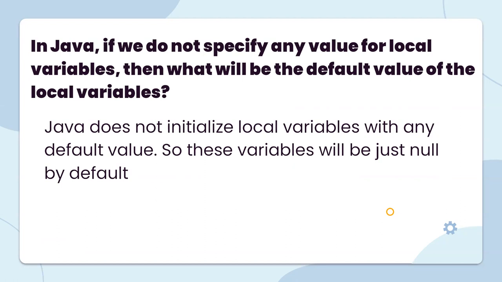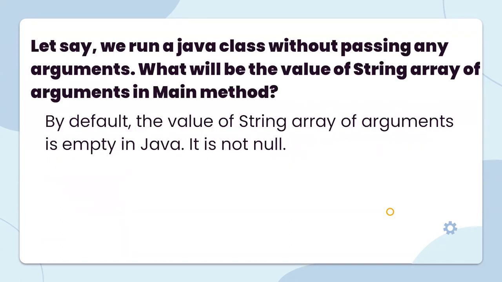In Java, if we do not specify any value for local variables, then what will be the default value of a local variable? The simple reason is that Java does not initialize local variables with any default value. So let's say we run a Java class without passing any argument. What will be the value of the string array of arguments in the main method? This is very, very important. It will not contain null, because it is an empty array.